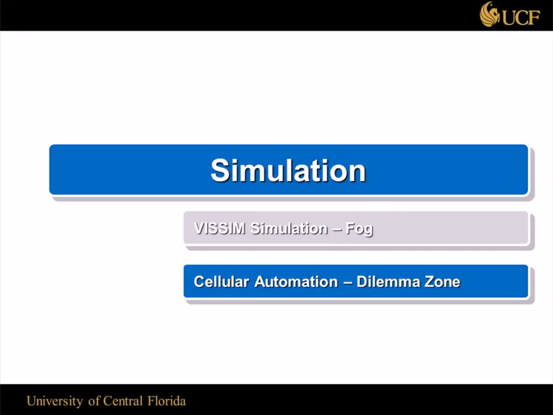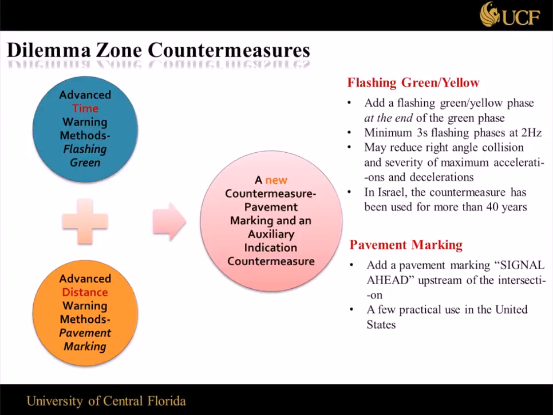So now let's look together at the different dilemma zone countermeasures. In general, there are two types of dilemma zone countermeasures. The first type is the advanced time warning method, which includes flashing green or flashing yellow. It is usually a flashing green or yellow phase at the end of green phases. The flashing phases are usually more than 3 seconds, and previous studies have found that flashing green or yellow phases may reduce right-angle collisions and the severity of maximum acceleration and deceleration, and this countermeasure has been used in many countries. The second type is the advanced distance warning method.